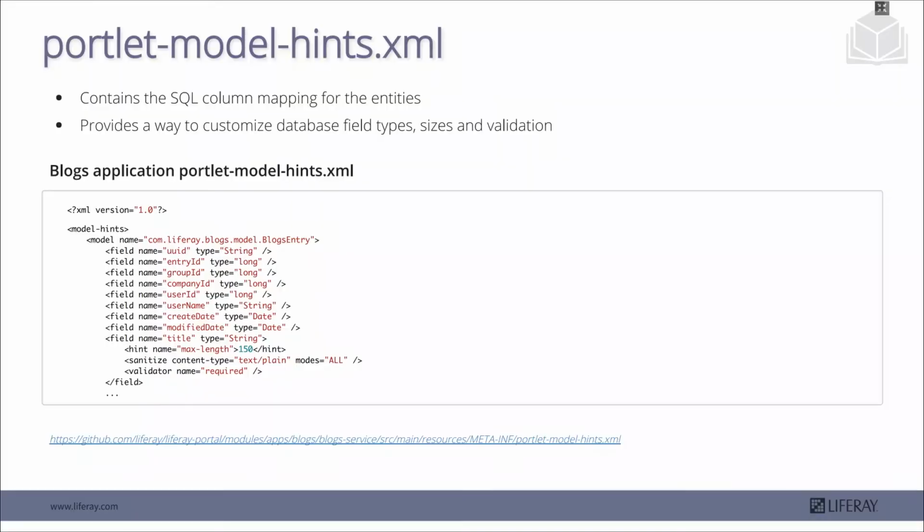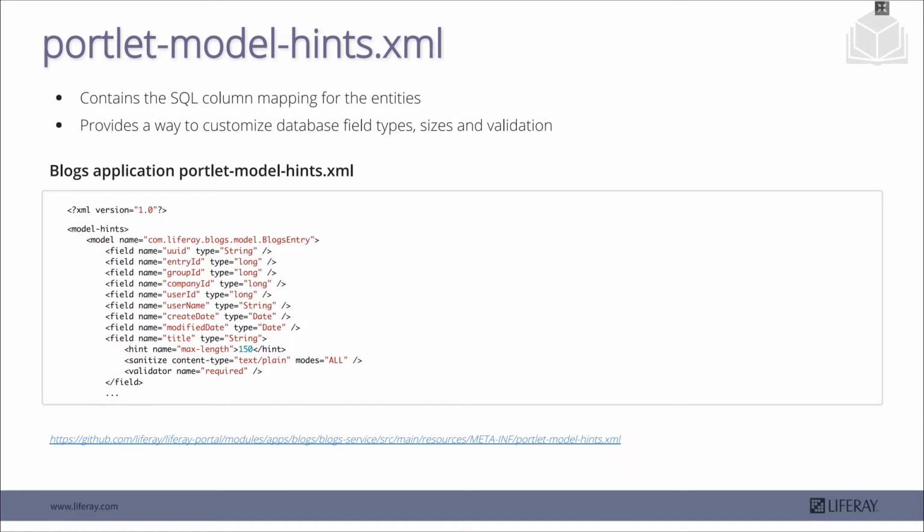Next up is portlet-model-hints. Portlet-model-hints is a way in which we can further customize our SQL columns. So we can have our entry ID field, for example, of type long. And if we want to do some additional configuration of this field, this is where we can do so in portlet-model-hints. Okay, so in this example here, you can see the field name title is type string.